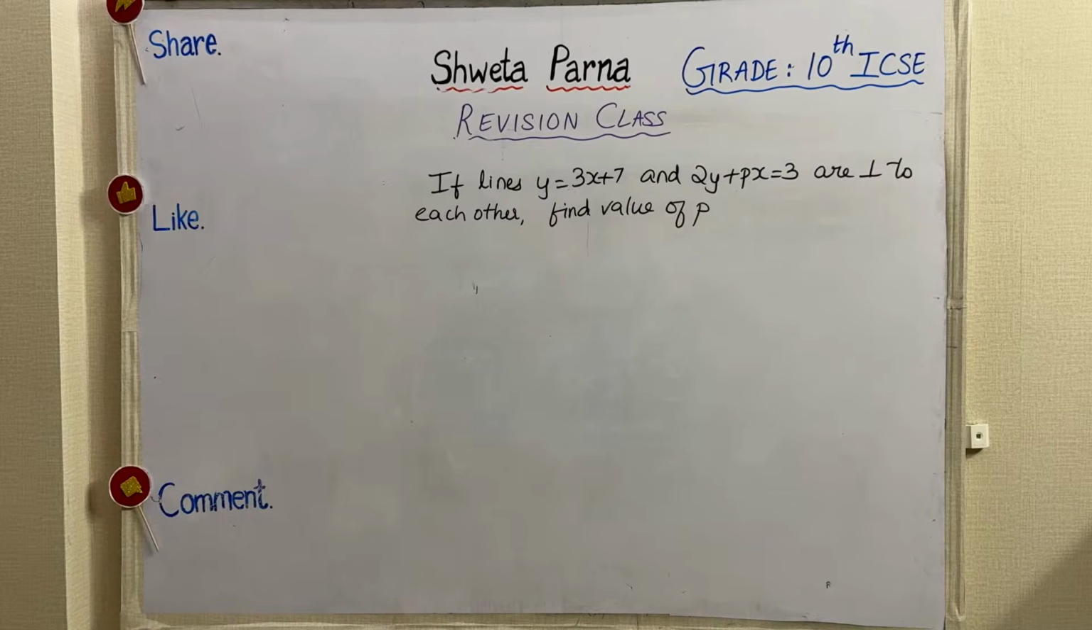What is the answer for p? Yes, Ananya. So they are perpendicular to each other. If they are perpendicular to each other, that means the product of their slopes should be equal to minus 1. Got this? See here, I'll just solve this.